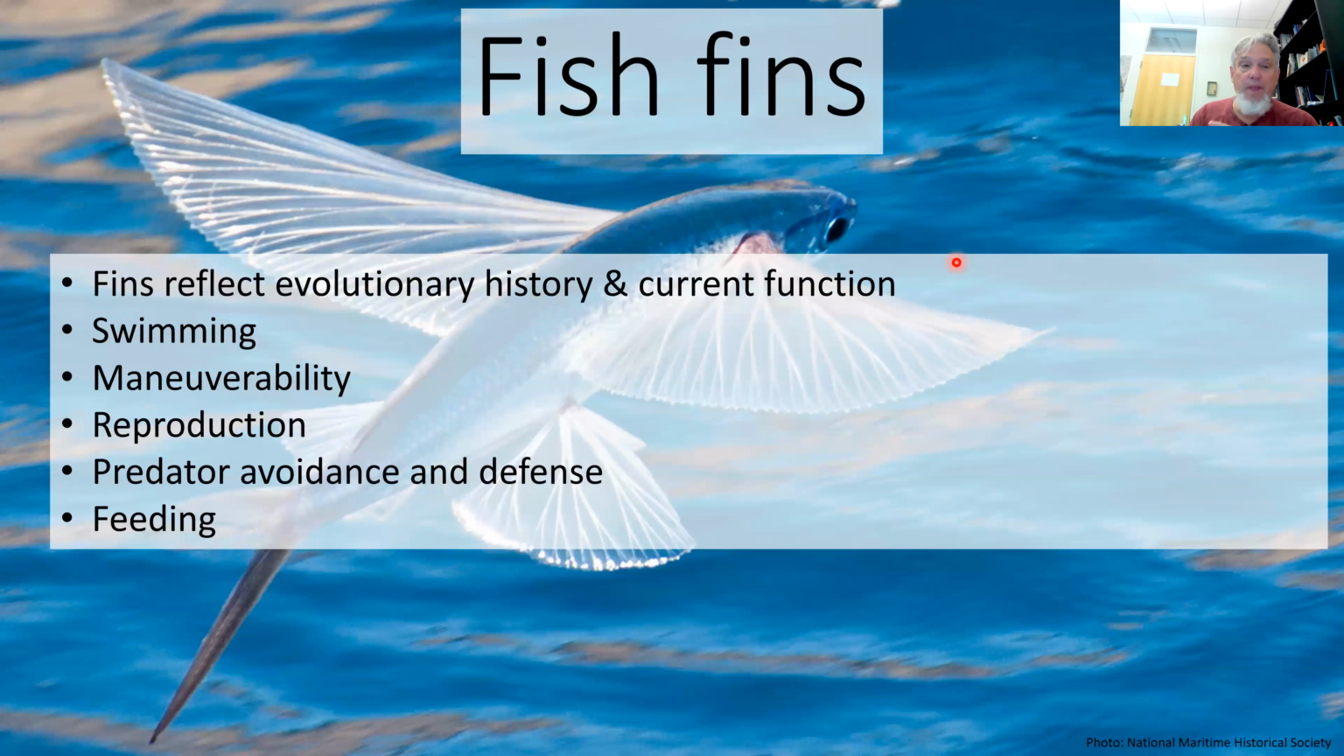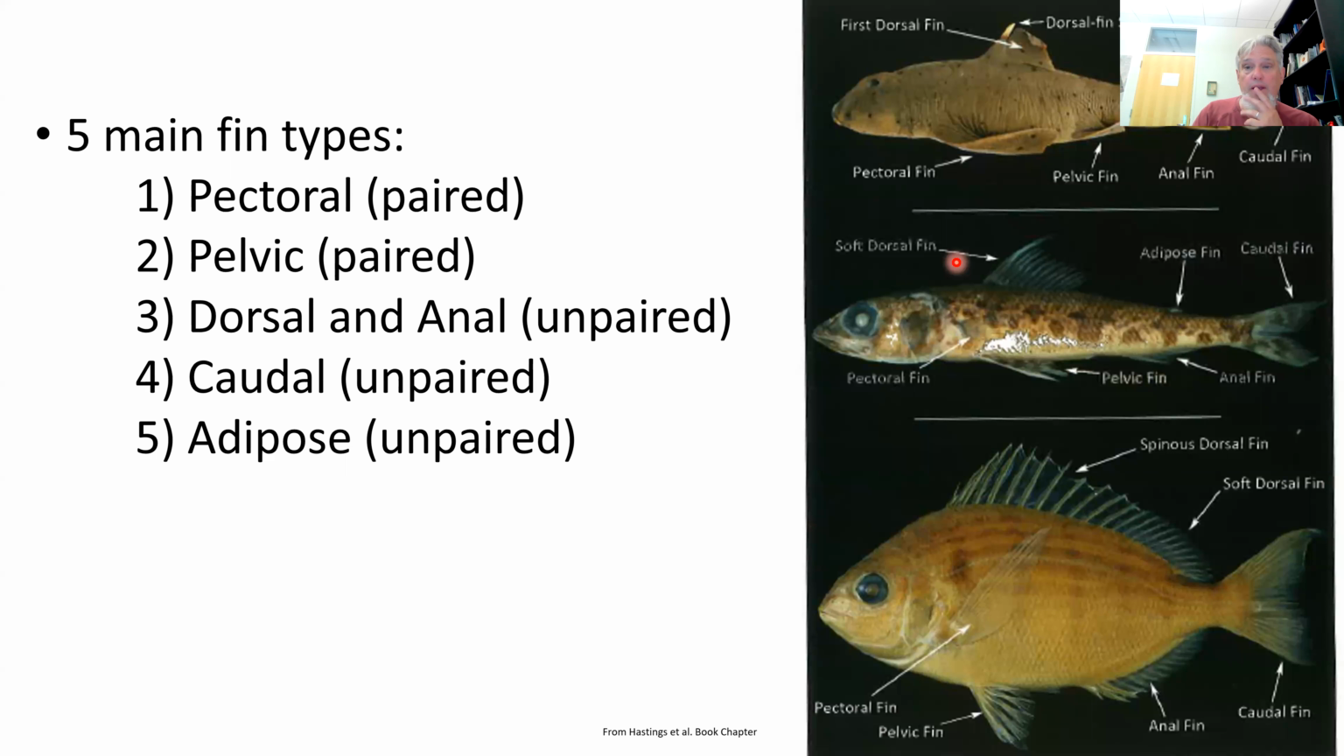Next I want to talk about fish fins. Fins reflect the evolutionary history of the animal and how it makes a living. They're involved in swimming, maneuverability, reproduction, predator avoidance and defense, and feeding. There are 5 main fin types: 2 sets of paired fins and then 3 unpaired fins.